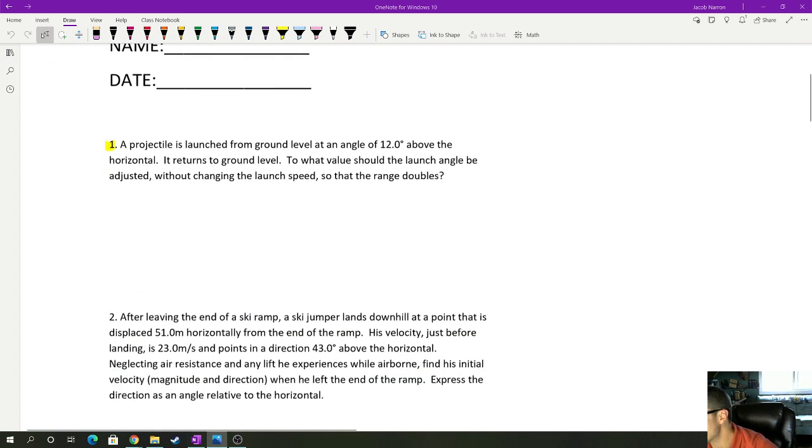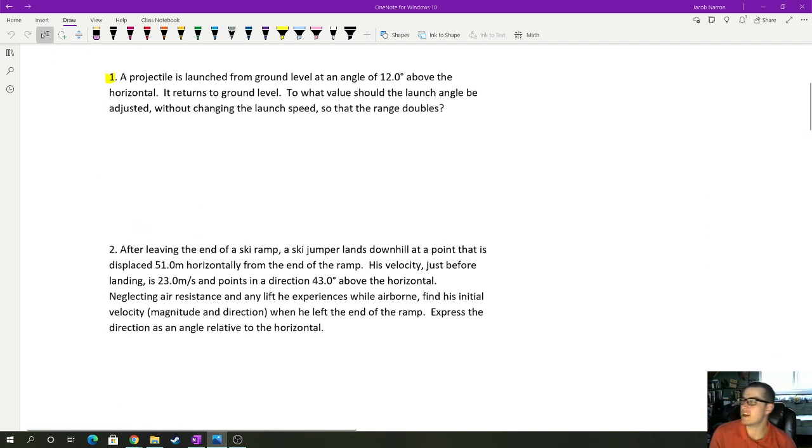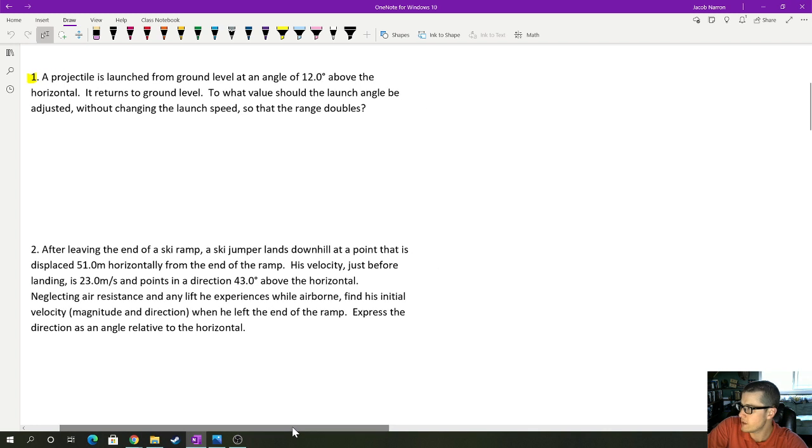Okay, it's complicated. A projectile is launched from ground level at an angle of 12.0 degrees above the horizontal. It returns to ground level. To what value should the launch angle be adjusted, without changing the launch speed, so that the range doubles? Okay, guys, this is a hard problem. This is pretty standard for AP Physics, though.